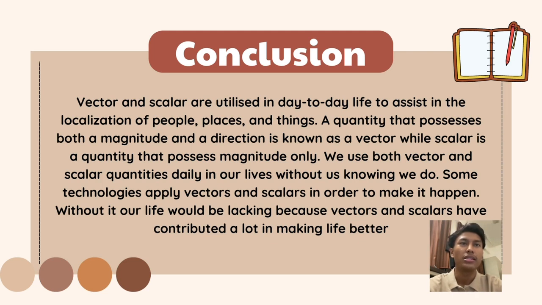So the conclusion is vector and scalar are utilized in day-to-day life to assist in the localization of people, places and things. A quantity that possesses both a magnitude and a direction is known as a vector, while a scalar is a quantity that possesses magnitude only. We use both vector and scalar quantities daily in our life without us knowing we do. Some technologies apply vector and scalar in order to make it happen. Without it, our life would be lacking because vector and scalar have contributed a lot in making life better.